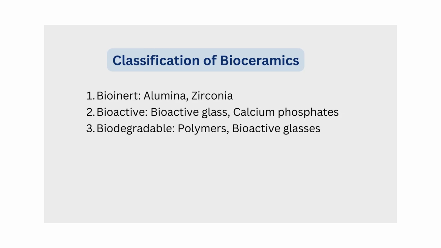Bioceramics can be classified into three main categories based on their interaction with biological tissues. First, we have bioinert materials such as alumina and zirconia, which are stable and do not interact significantly with surrounding tissues. These materials are commonly used for their structural properties and durability.